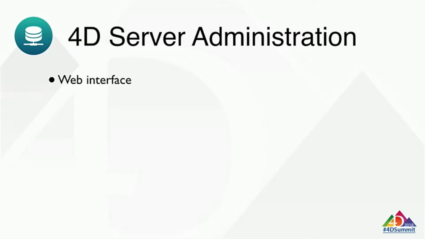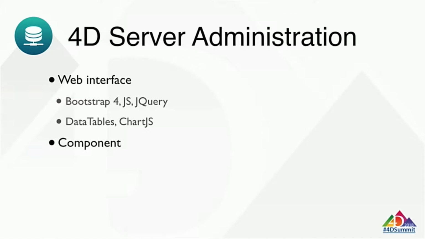But what I've done in this case is that I've created a web interface to be able to access the 4D Server administration information. I've created this web interface using Bootstrap 4, JavaScript, and jQuery, using as well DataTables and Chart.js, and I've put everything into a component. This component can be installed in any 4D v16 R6 or superior. The reason why is that it uses object notation, because all of these new commands that we've added basically return objects. And it's much easier to use them if you use the object notation.